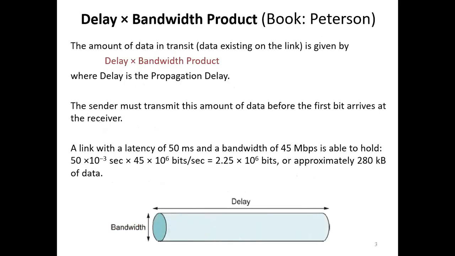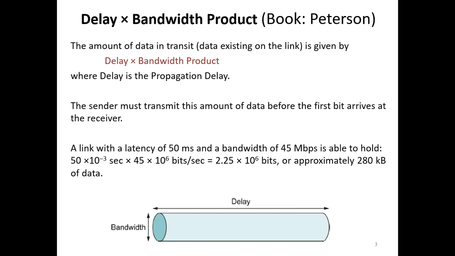Then a relevant term is delay-bandwidth product. This is an important factor because, for different reasons, it may be important for you to calculate in the system how much data you currently have in the link, at a particular moment.